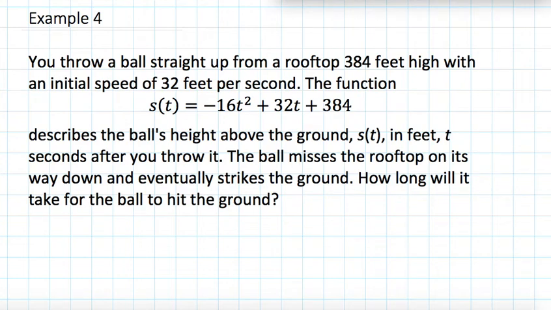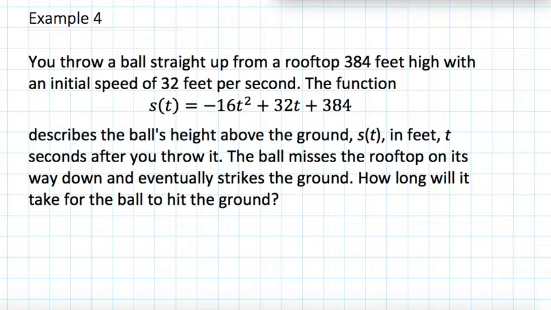In this video, we're going to look at an application problem from section 5.7, and this is going to be example 4. It says you throw a ball straight up from a rooftop 384 feet high with an initial speed of 32 feet per second. And then they give you a function. This is function notation with the parentheses.